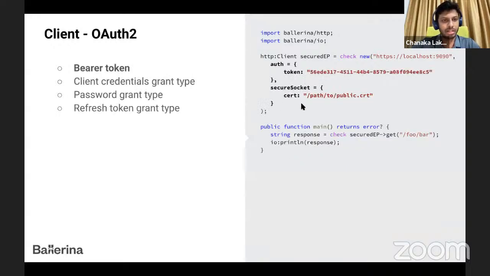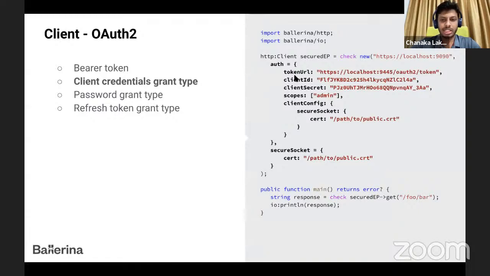And the final one, the client OAuth2. Here we have 4 options to configure. The first one is the bearer token method. This is 100% the same as the JWT bearer token method. The only difference is we can use an access token instead of a JWT token, but the token can be either JWT or OAuth2. The second one is the client credentials grant type.